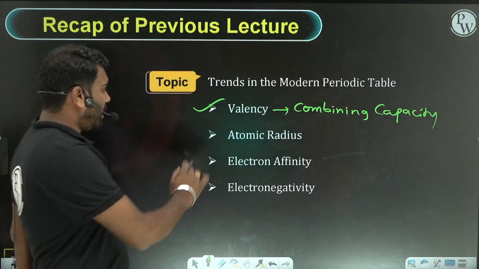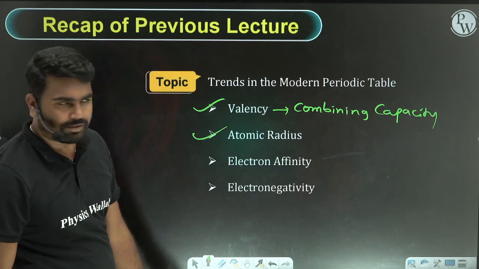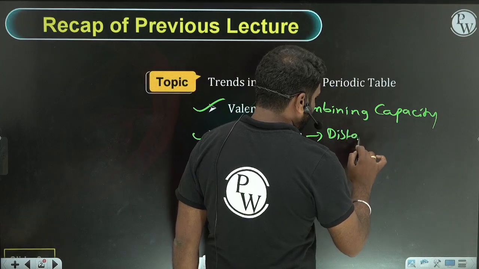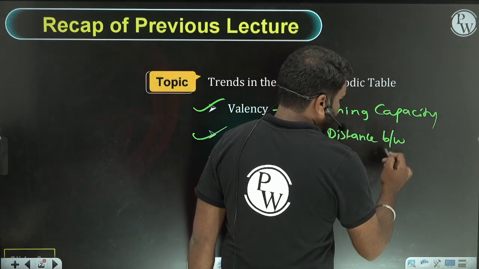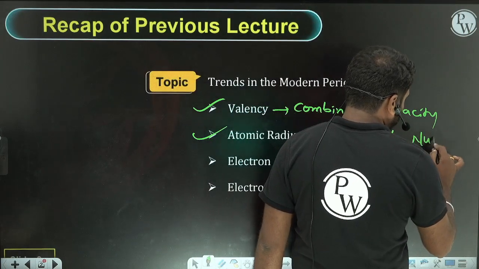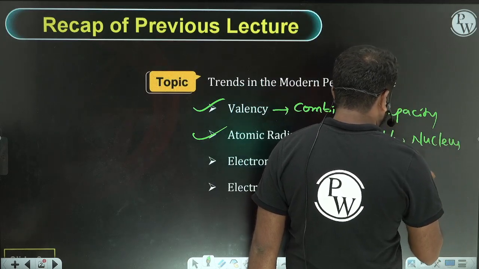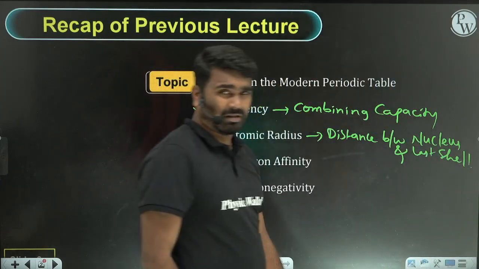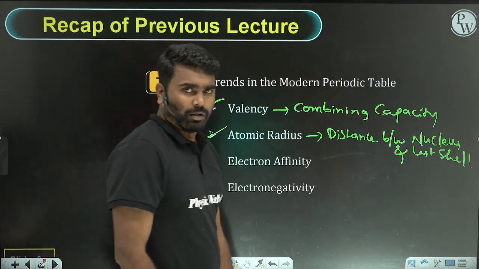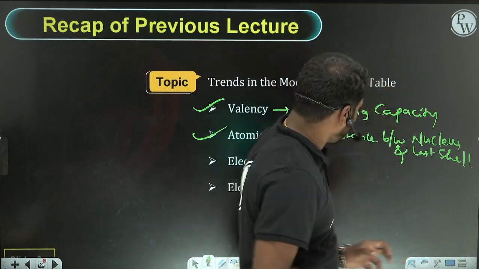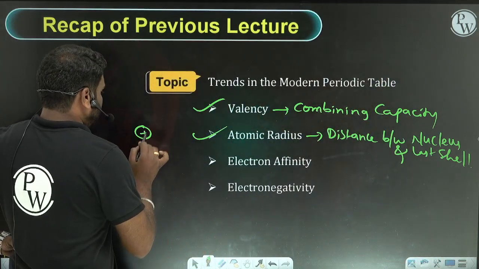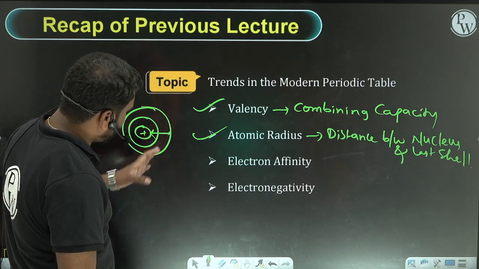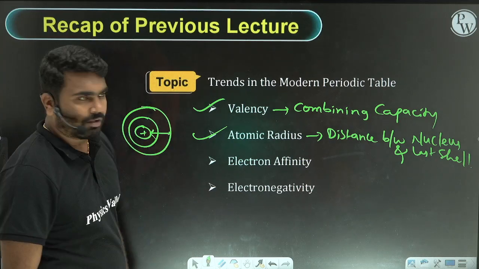Atomic radius we also discussed. What is atomic radius? The distance between the nucleus and the last shell, that is the outermost shell. For example, this is a nucleus and there are two shells. The distance between the nucleus and the outermost shell is nothing but the atomic radius, the radius of an atom.